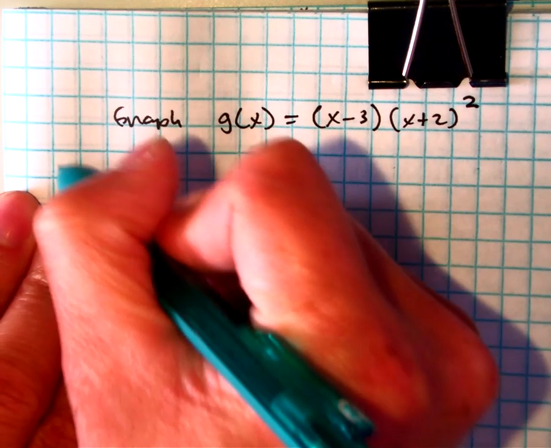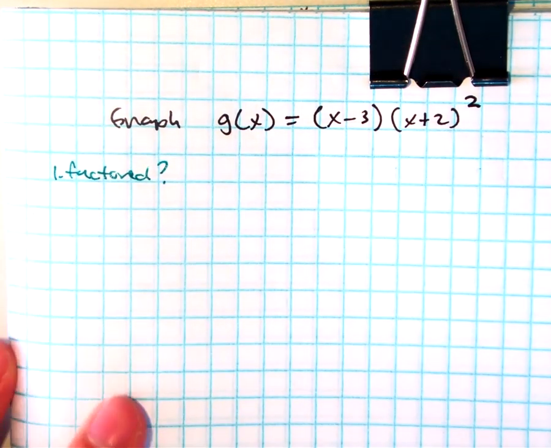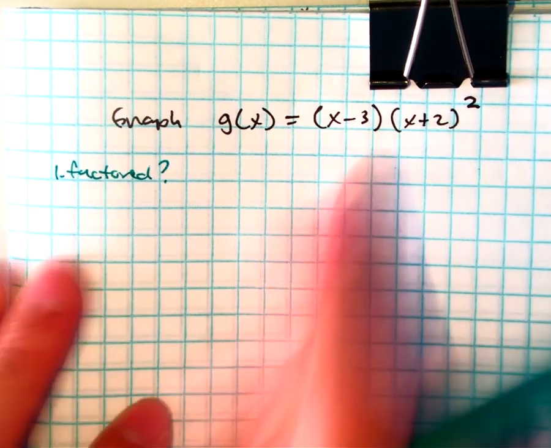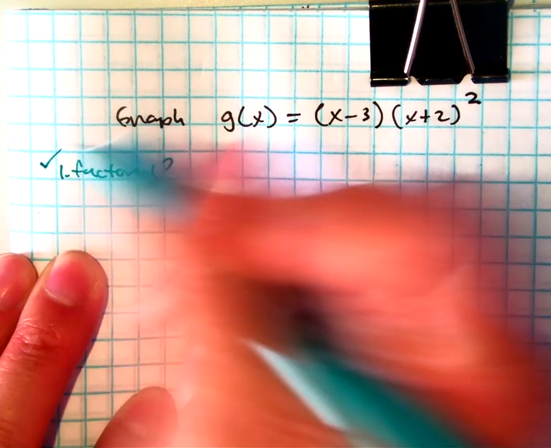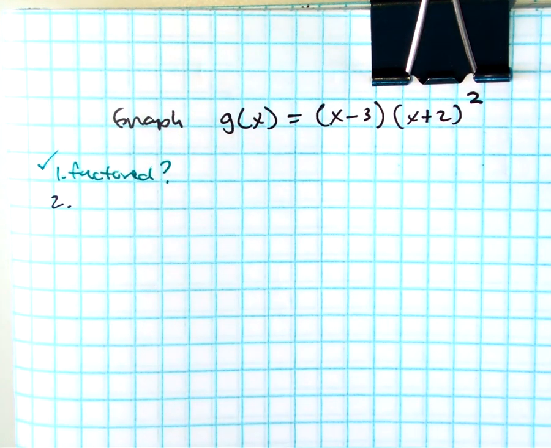Alright, so let's ask the question, is this factored? Class, is this factored? Yeah, because it has those parentheses. Does that make sense? Number 2. Andrea.